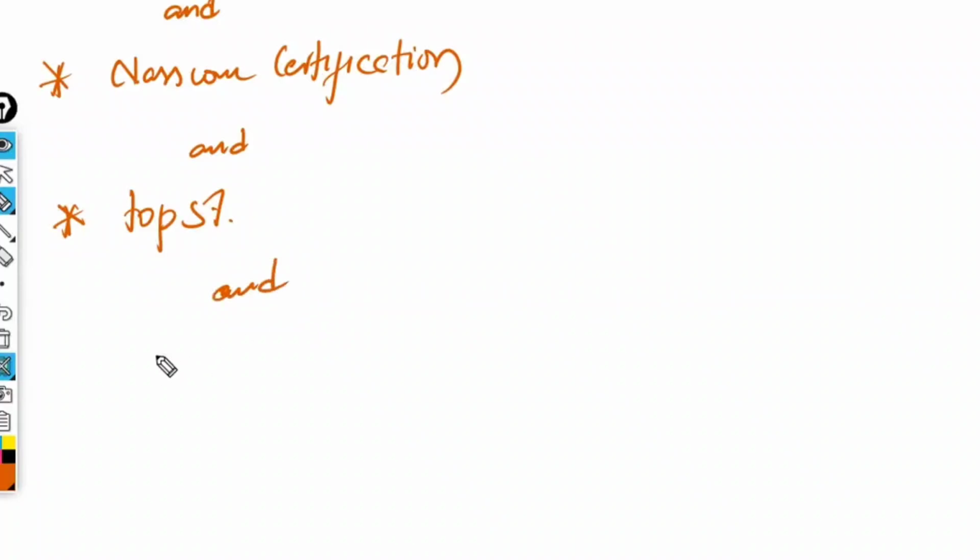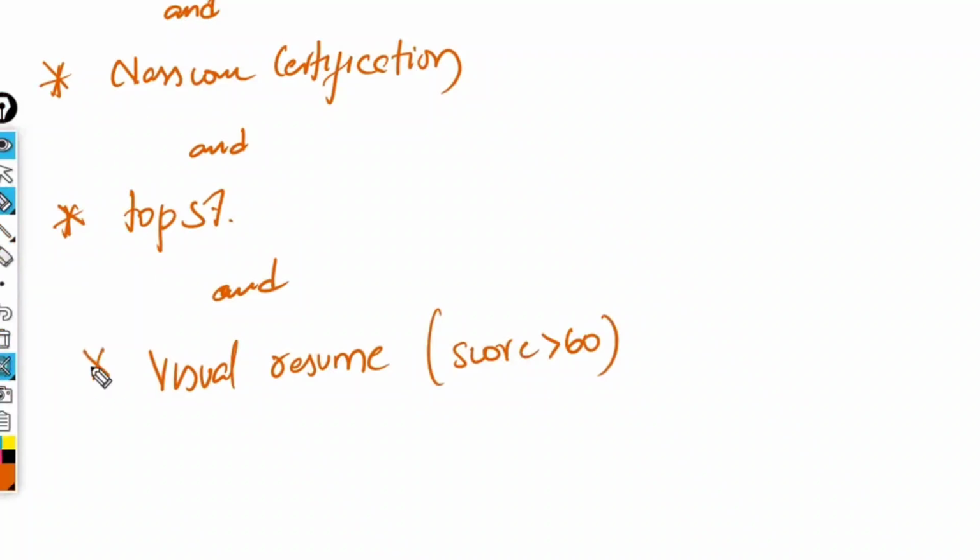Fourth one, end. You have to create the visual resume, which attracts the HRs, where the visual resume score is greater than 60. These 4 conditions you have to satisfy. If you satisfy these 4 conditions only, apply for the company, 100% your resume will get shortlisted and you will get an interview call. In the interview, you have to perform. This is guaranteed. Interview is guaranteed.